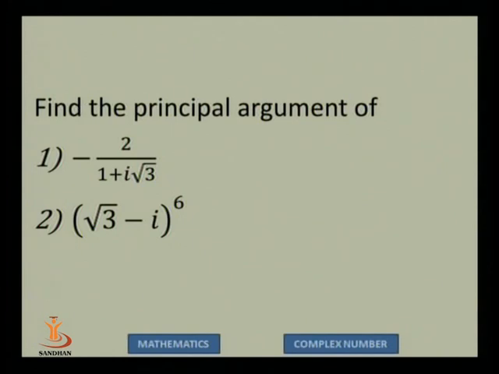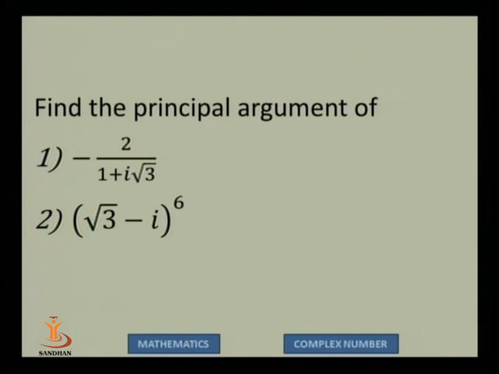So see, this is another example, the second one. Similarly we can obtain the principal argument of root 3 minus i raised to 6. So first we must convert this complex number into the form x plus iy. So here what we do is we will multiply this complex number by 1 upon 2 raised to 6.